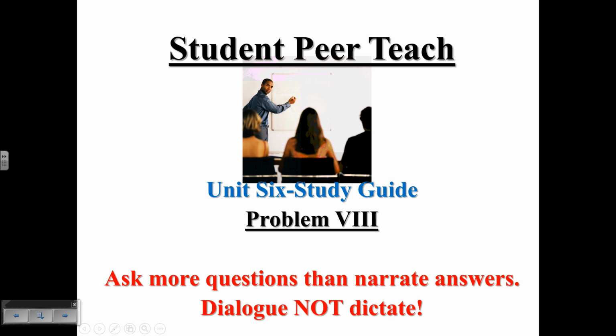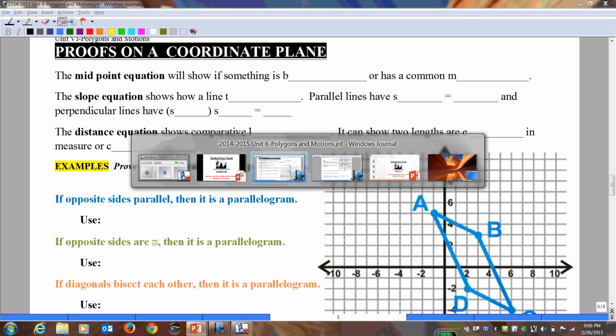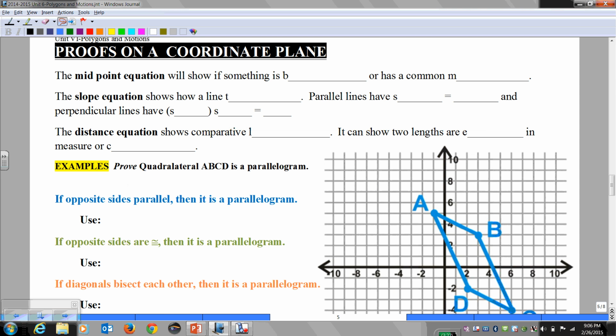Before we do problem number 8, we need to fill out a section in your reference booklet. So find your reference booklet, Unit 6, Proofs on a Coordinate Plane. Because if we're dealing with a coordinate plane, we need to do a review of midpoint, slope, and distance. Find that section. Ready? Proofs on a coordinate plane.